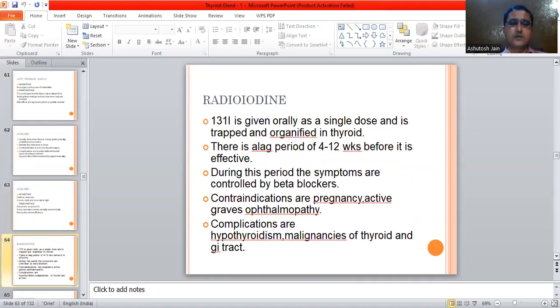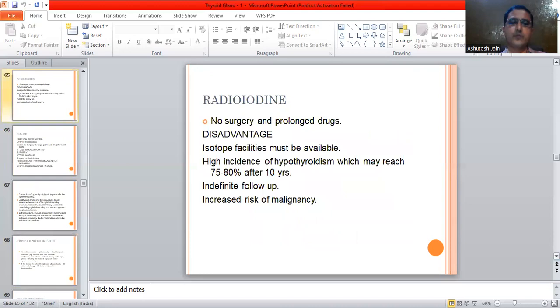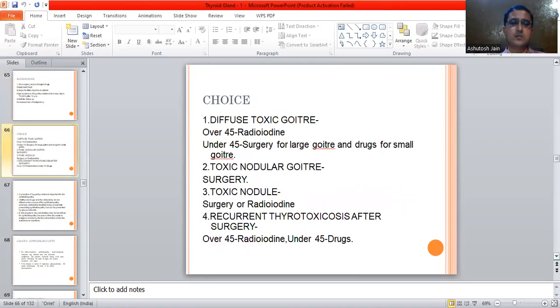Post-operative thyroid insufficiency. Radioiodine. Iodine-131 is given orally as a single dose and is trapped and organified in the thyroid. Advantage: no surgery and no prolonged drug. Disadvantage: isotope facilities must be available. High incidence of hypothyroidism, which may reach 75 to 80% after 10 years. Indefinite follow-up, increased risk of malignancy.